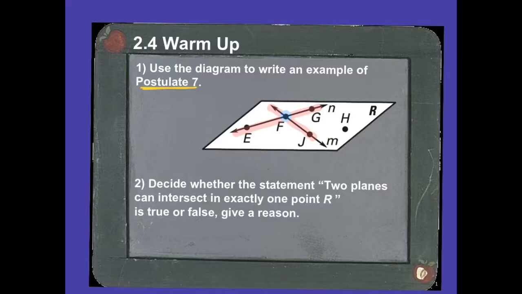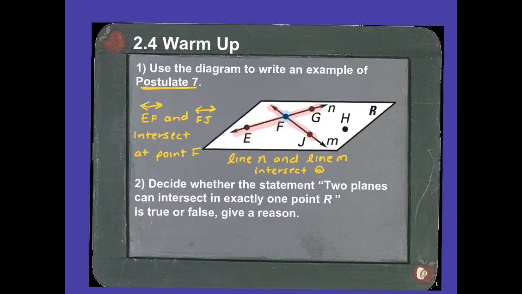So I can write that line EF and line FJ or JF intersect at point F. You could also say line N and line M intersect at point F.